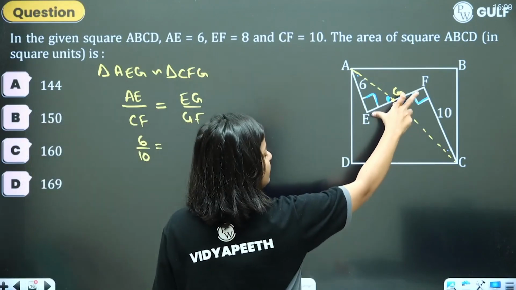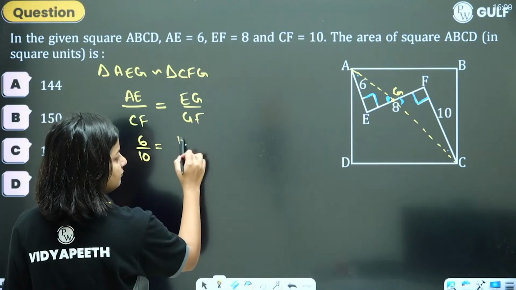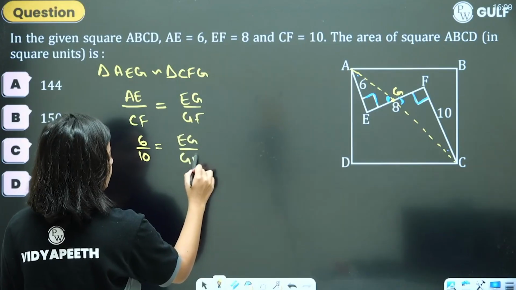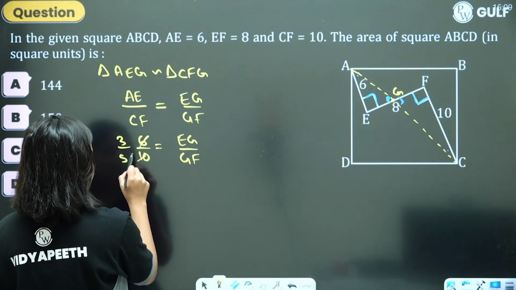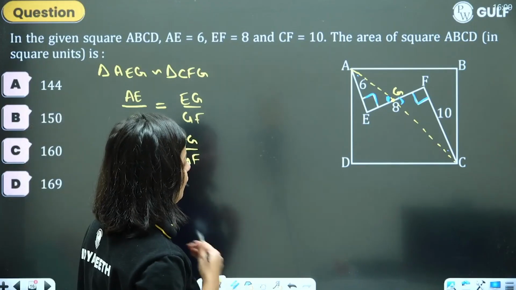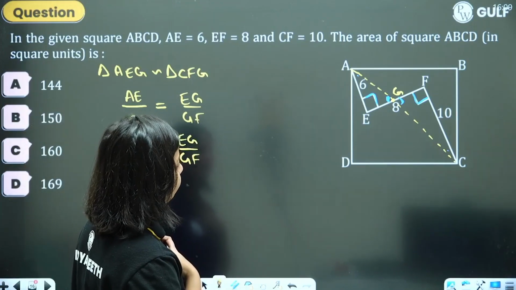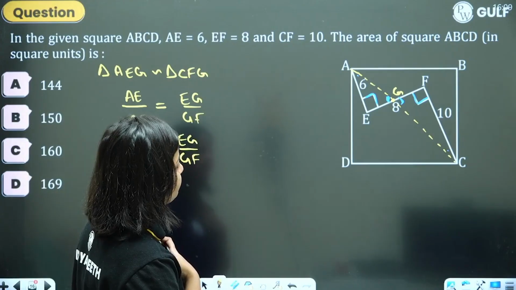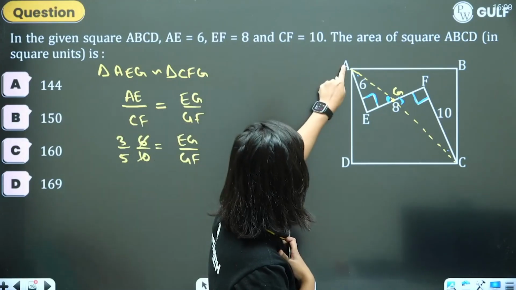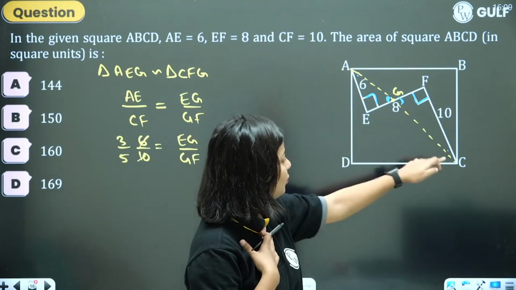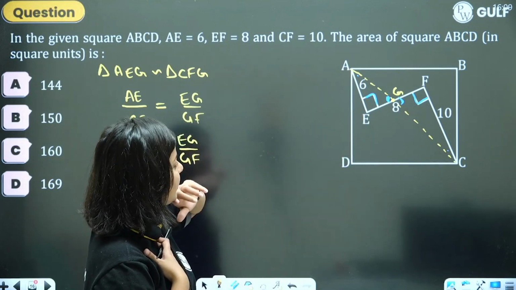Now EF is total 8. 3 by 5. Well, what do I want? I want, what is 8? 8 is EF. Okay, we don't know AC. We want AC right now.